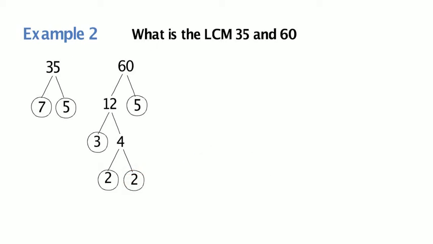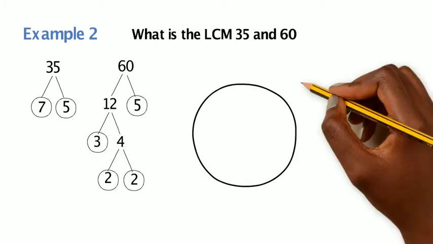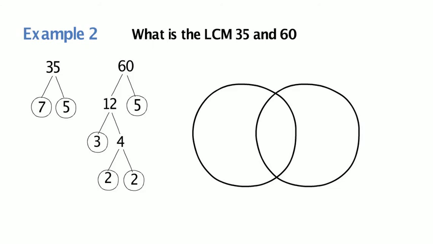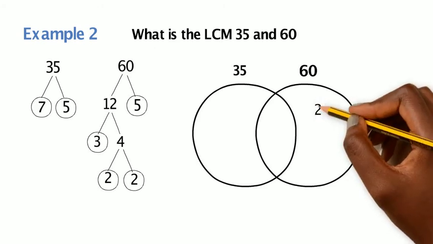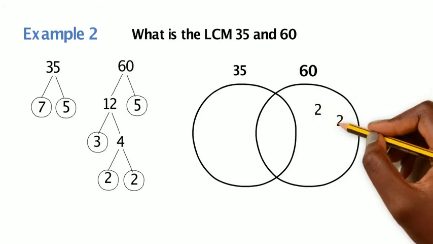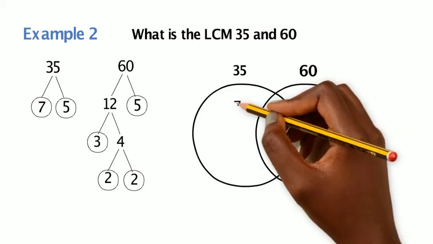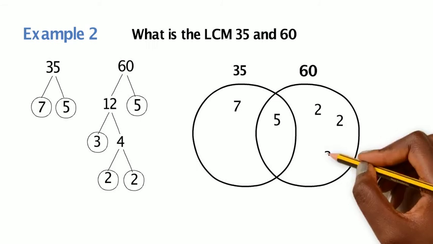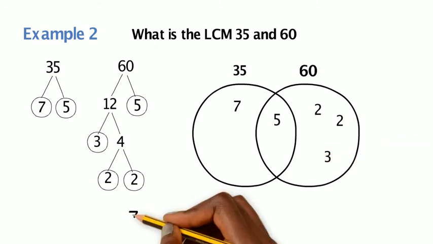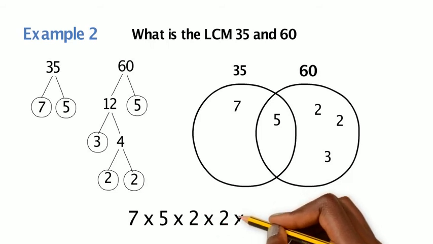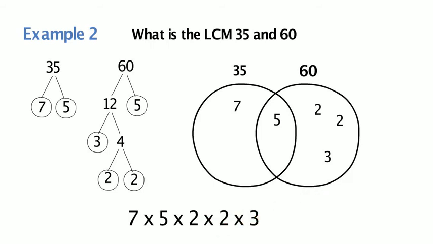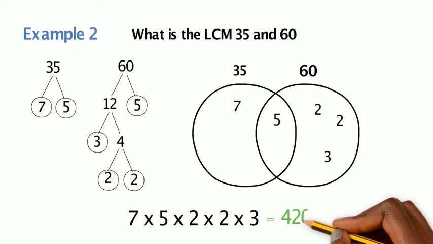And then next step, we need to draw our Venn diagram. So draw our Venn diagram, label them as well. So one with 35 and one circle with 60. And then because they both share a 5 in common, that's going to go in the middle. But then also on the side of 60, you're going to also have a 2, a 2, and a 3. And then on the side of 35, you're going to have a 7. Multiply all the numbers in the Venn diagram together, and you're left with an answer of 420.